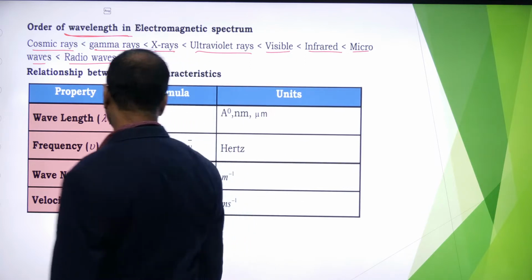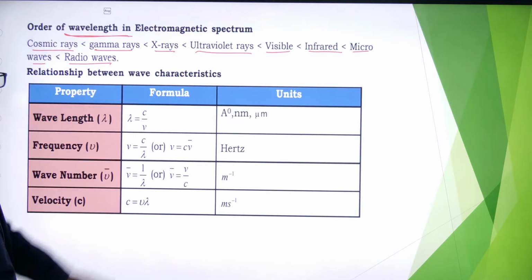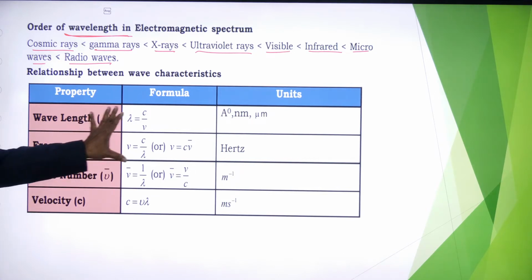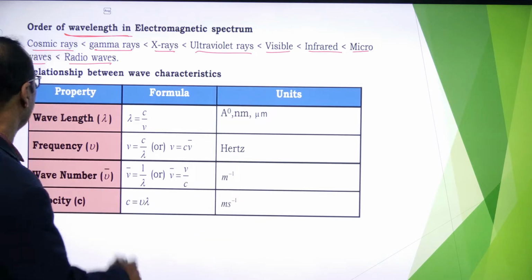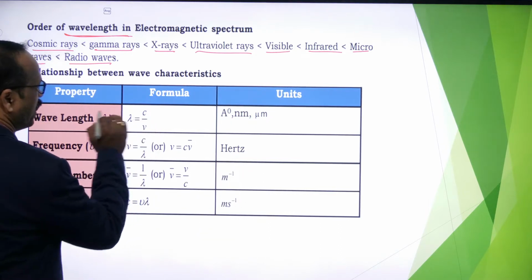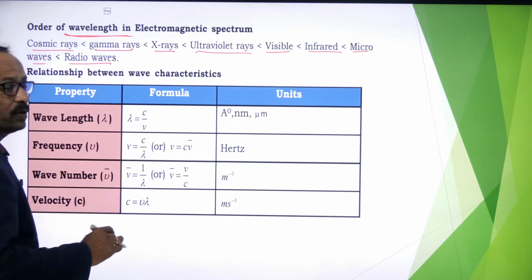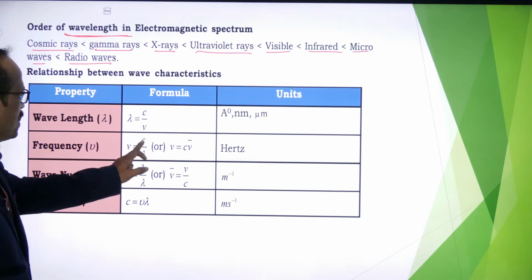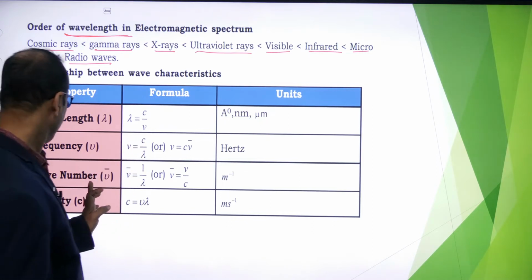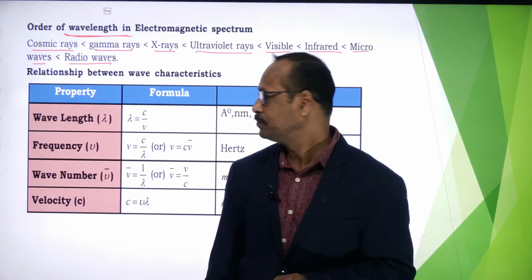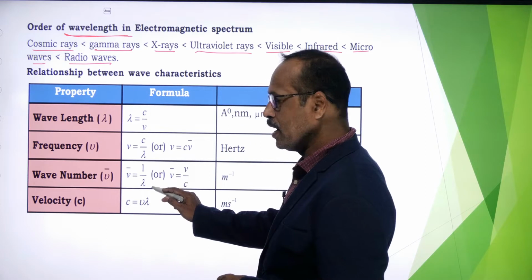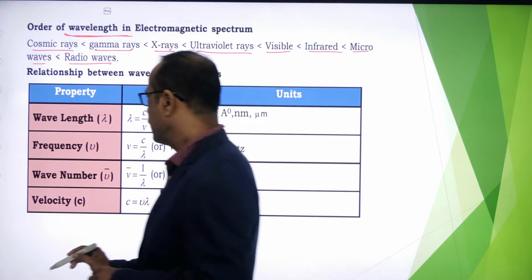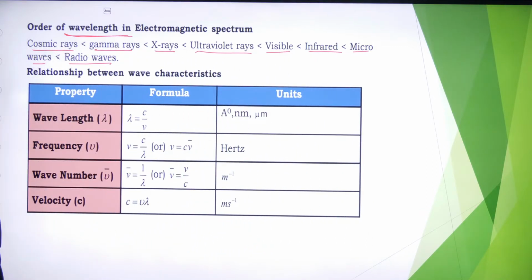Now, here you can see the relation between the wave characteristics: wavelength, frequency, wave number, and velocity. These are formulas to calculate easily. Wavelength lambda is equal to c by nu, where c is the speed of light and nu is the frequency. Frequency nu is equal to c by lambda. Wave number is equal to 1 by lambda, or nu by c. Velocity of light c is equal to nu lambda.